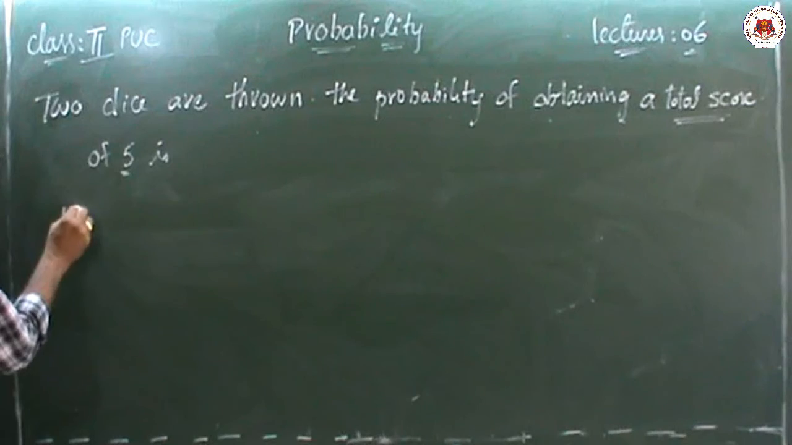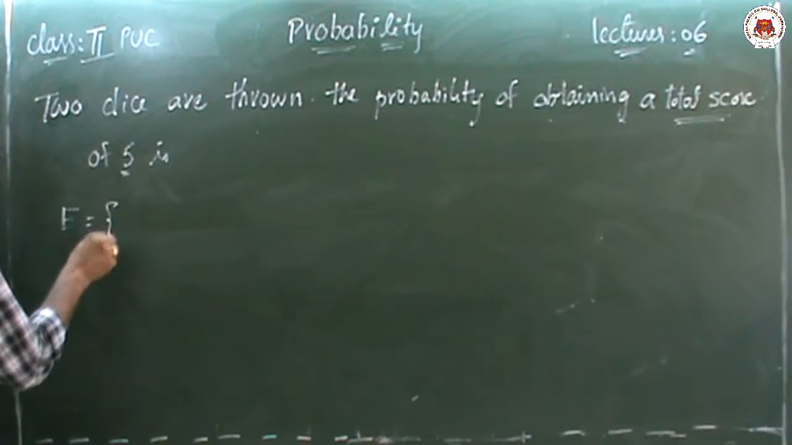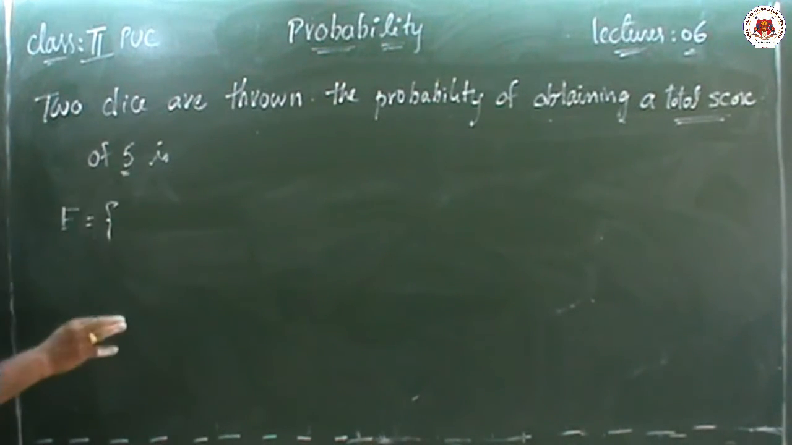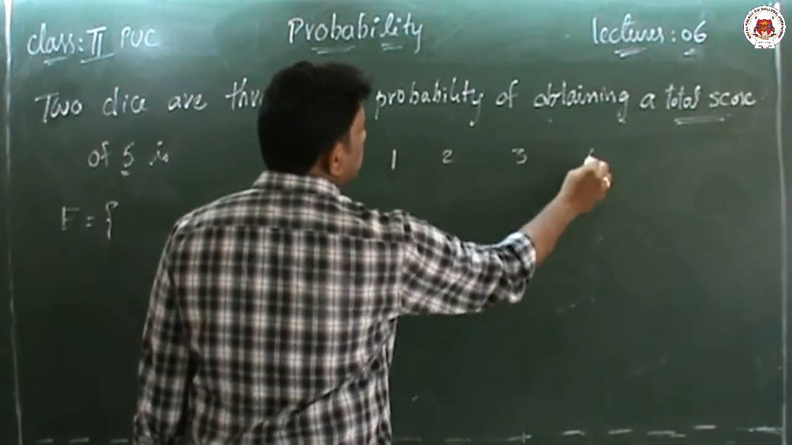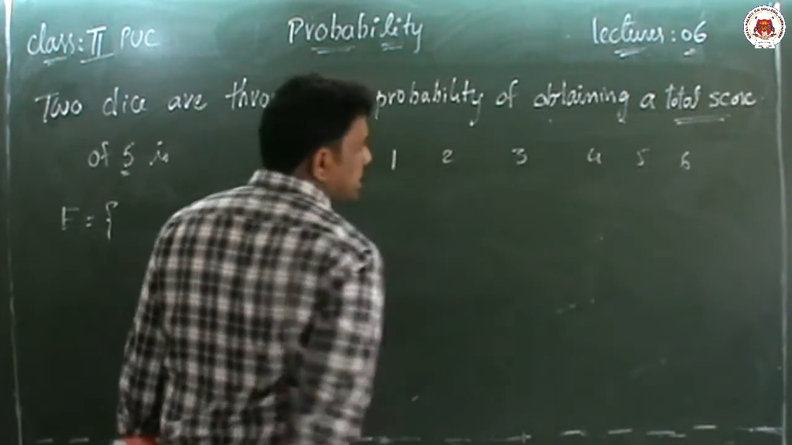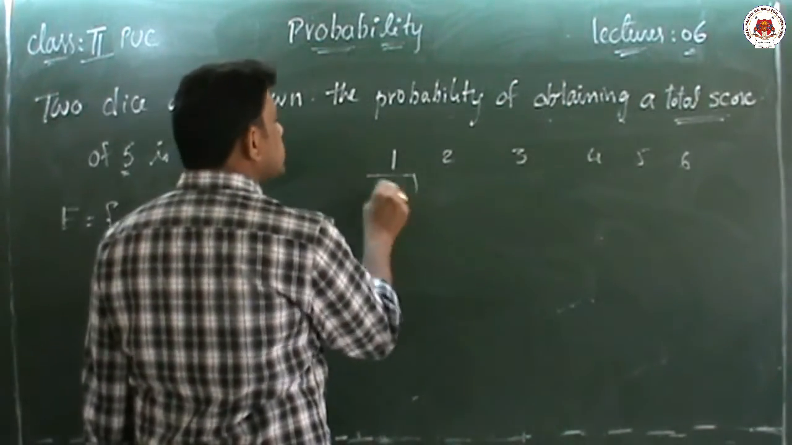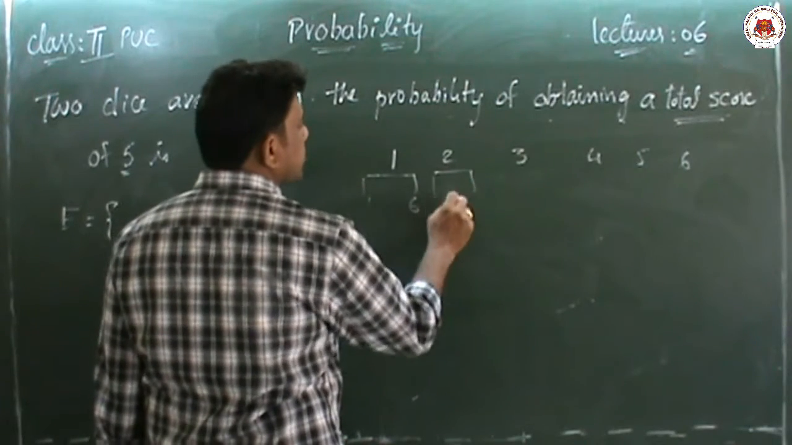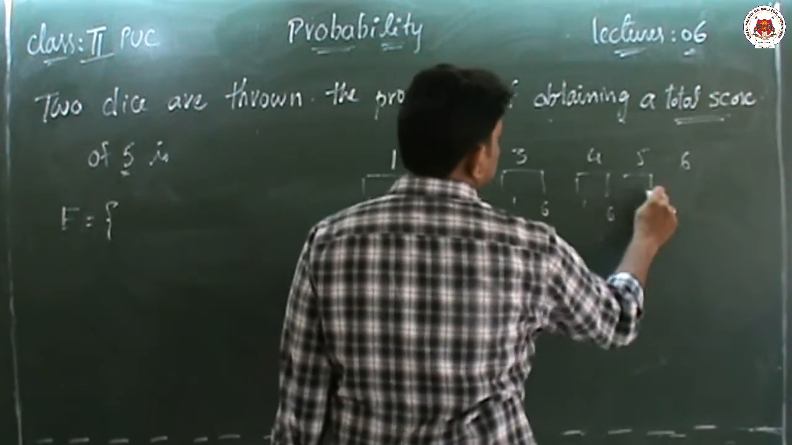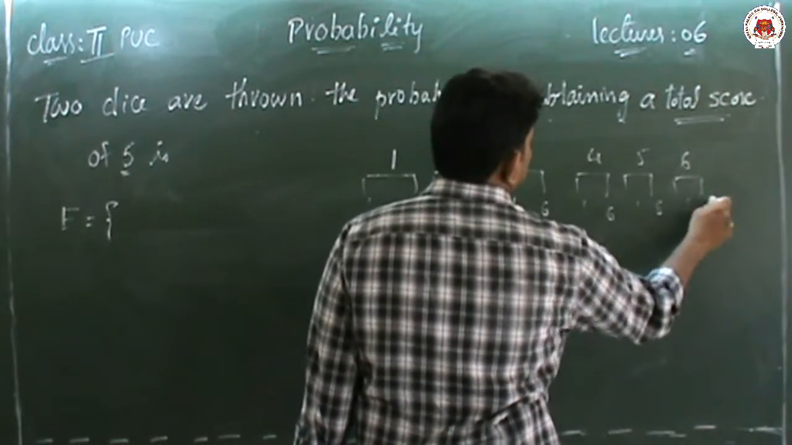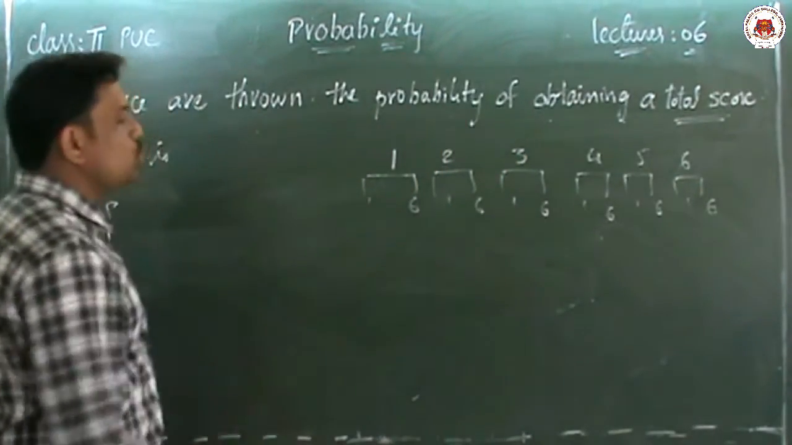So what is the event? How do we write it first of all? The total I want is 5. Two dice means on the first die we have the numbers 1, 2, 3, 4, 5, 6, and on the second die also we have the numbers 1 to 6. Like this, two dice are there.